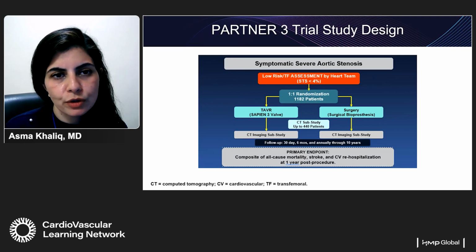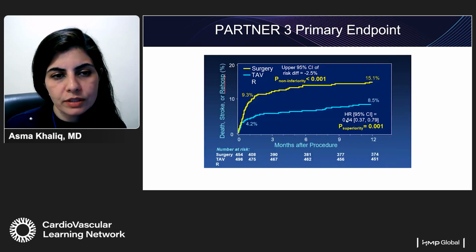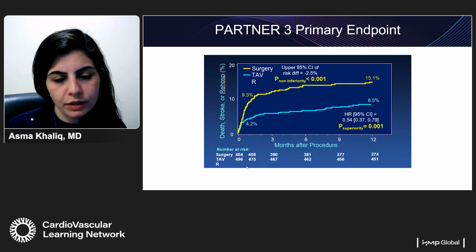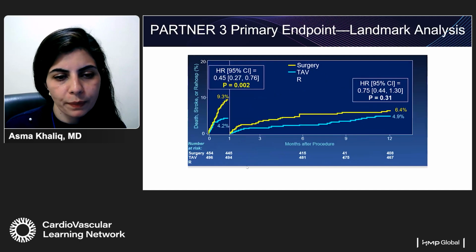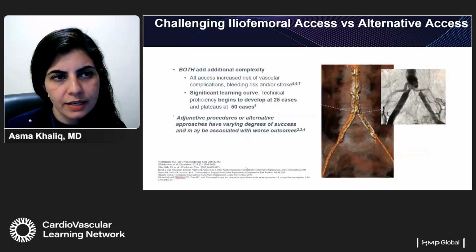And similarly, in the PARTNER 3 trial, which was of all low-risk patients, with an STS score of less than 4%, about 1,100 patients or so were randomized to TAVR versus SAVR. They were actually all transfemoral TAVRs. Again, pretty similar endpoints of all-cause mortality, strokes, and cardiovascular rehospitalization at 1 year. And as you can see here, the surgical arm had significantly worse outcomes as compared to the TAVI arm, which were all transfemoral. Therefore, bringing home the point that transfemoral TAVR is definitely superior to surgery. This is again basically the landmark analysis of the same.